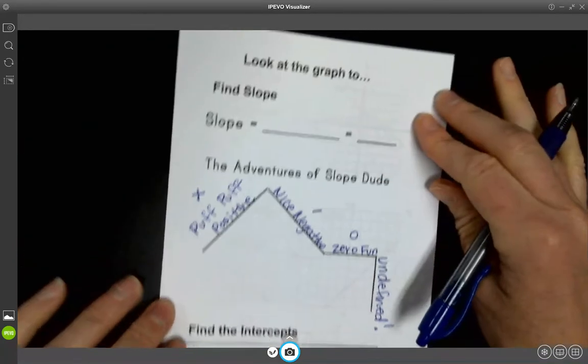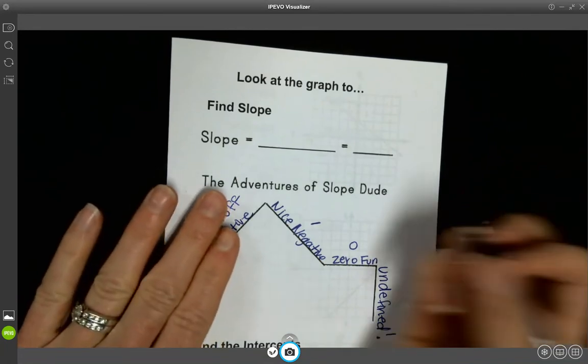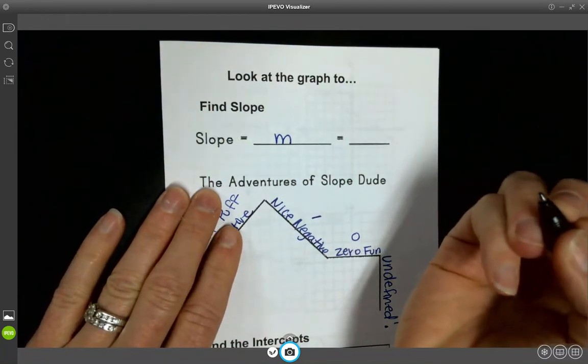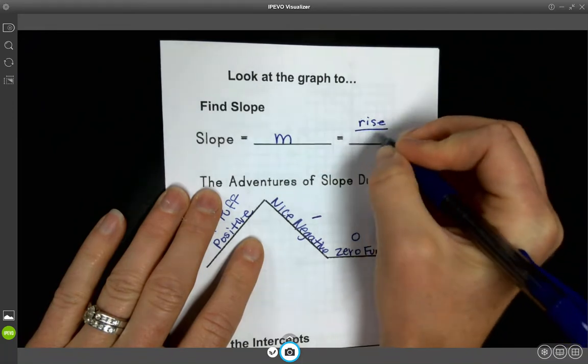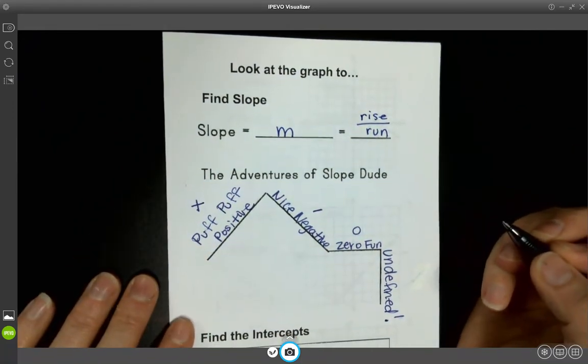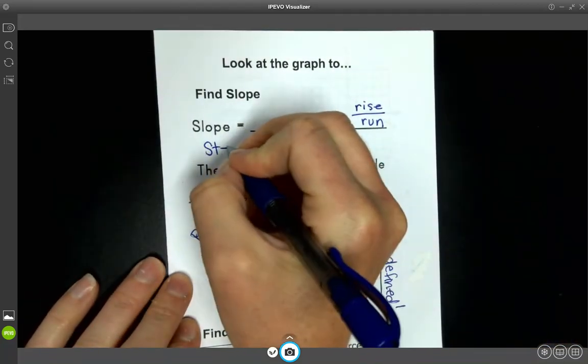All right, so we are going to look at a graph to find the slope. The slope is m. We use the variable m to represent slope, which is found by doing rise over run. Slope describes the steepness of a line.